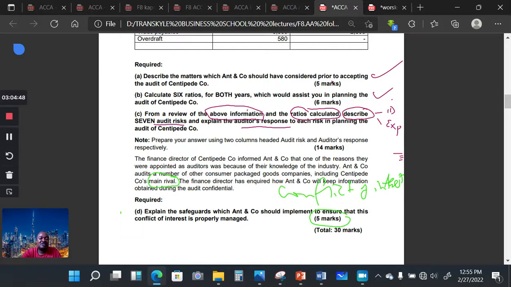We are auditing the client's competitor, so we are likely to face some conflict of interest, and that will compromise our position as auditors. Our objectivity might be impaired. Okay, so what do we have to do? That's the question. The question is asking what are you going to do?